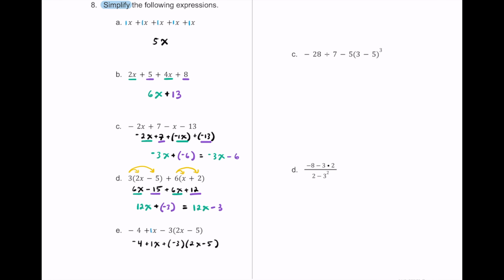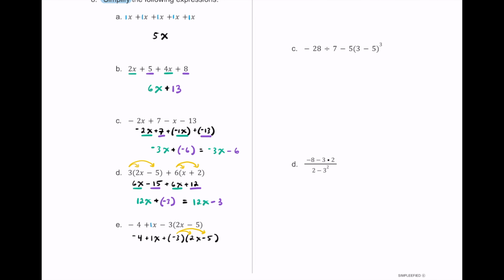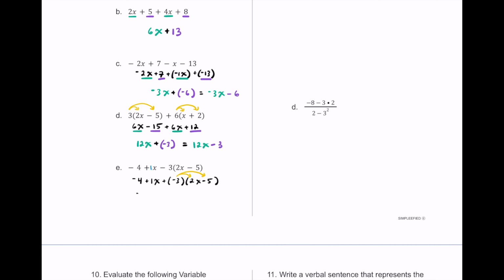So the reason why I want to do that is make sure that we distribute the correct value. It's not a 3, but technically it's a negative 3. When we do that, we're going to have, let me just scroll down a little bit, negative 4 plus 1x, and then plus, what is negative 3 times 2x? That's going to be a negative 6x. And then we have a negative 3 multiplied by a minus 5, so that's going to end up being a positive 15 here, right? You can write minus a negative 15 if you want, and then rewrite plus 15, and that would be okay too, just an extra step.